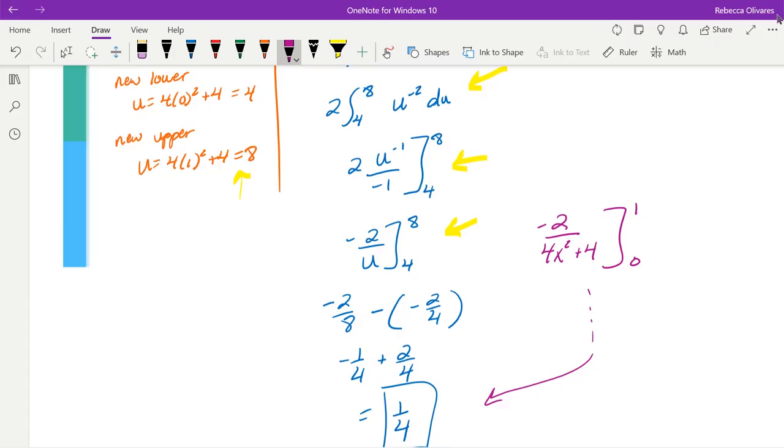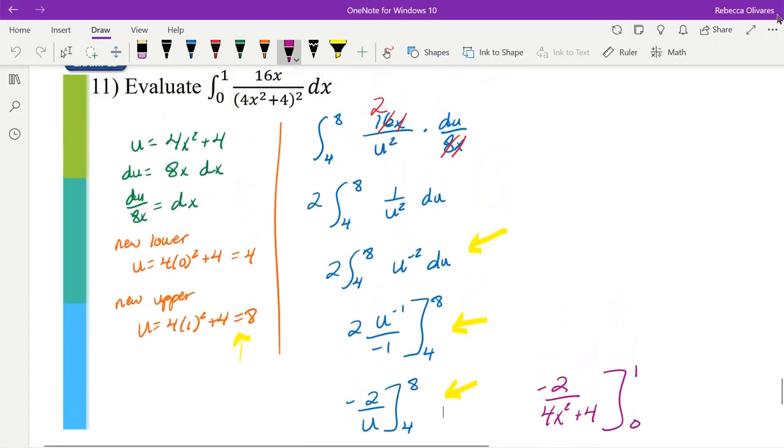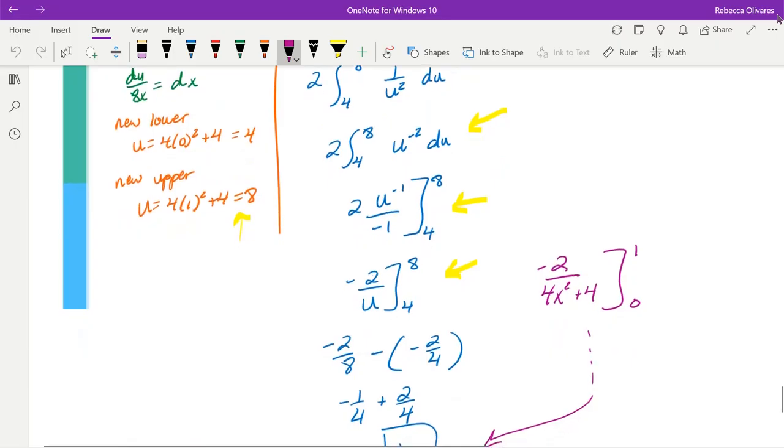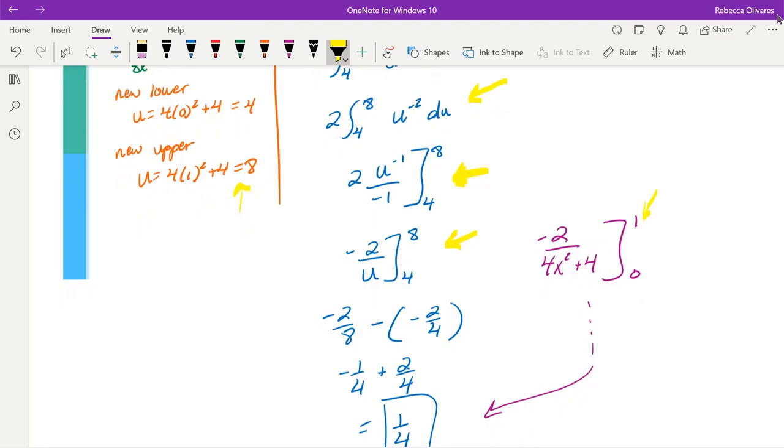So you have to remember that if you have your boundaries in terms of u, then you leave your integral in terms of u. If you're going to keep your boundaries in terms of x, then you're going to have to go back and put your expression in terms of x.